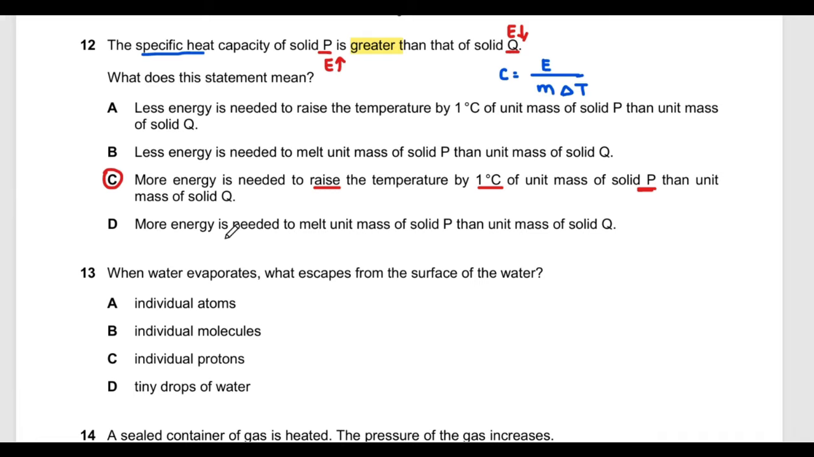D is not correct because it says more energy is needed to melt unit mass of solid P than unit mass of solid Q. We don't see melting in specific heat. We are just supposed to raise the temperature by 1 degree Celsius. So it's not correct. Now 13 says when water evaporates, what escapes from the surface of water?